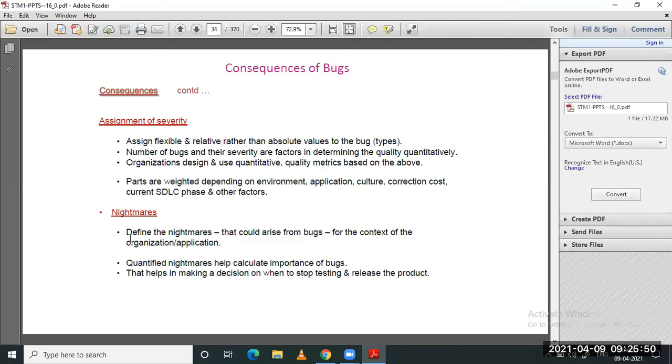A nightmare is the type of bug that arises. Based on these nightmares, you can quantify the importance of a bug. For example, if you get a small error in software that you are using for your personal purpose, it does not affect you. But if you are developing the same application for a big organization, then you give more importance to the bug.